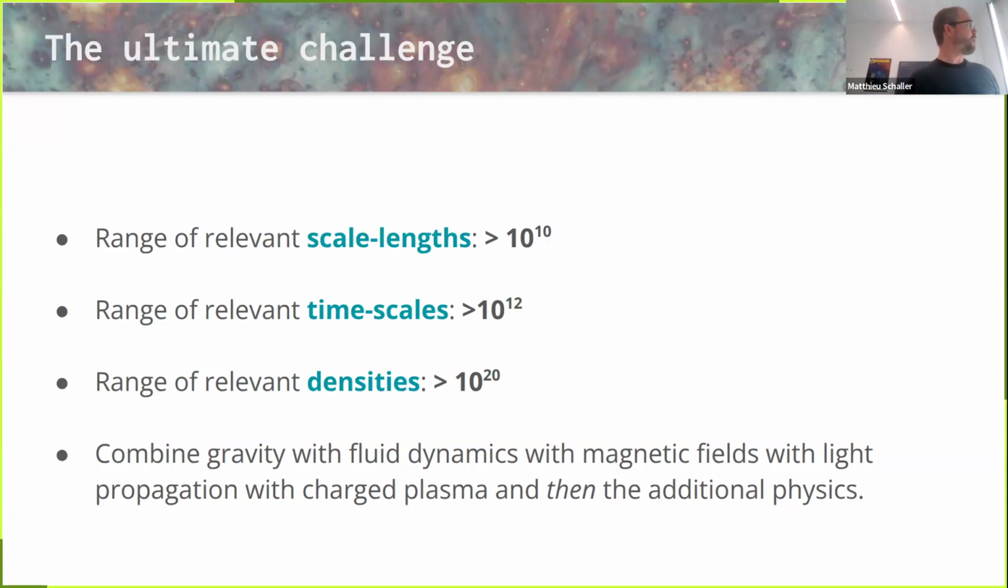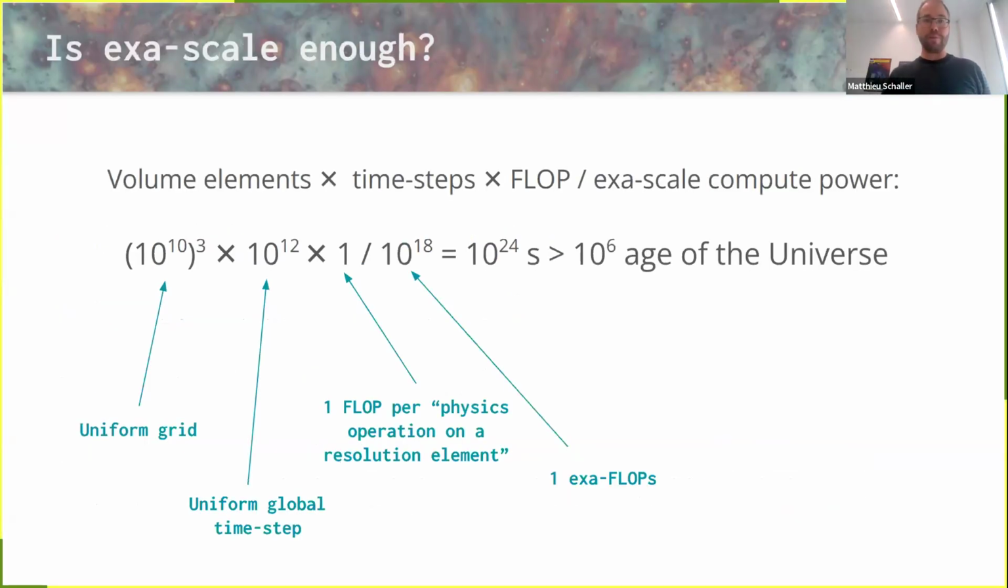So this is the ultimate challenge. You could say, well, we have these exascale computers. What if I just make a really, really big uniform grid and throw all of this at a big exascale machine, because someone paid for them, we may as well use them? So let's take just a simple calculation. I said we have 10 to the 10 range in length scale. So in a uniform grid, we have 10 to the 10, cubed, elements. Let's use a uniform time step because I'm lazy. So we have 10 to the 12 time steps.